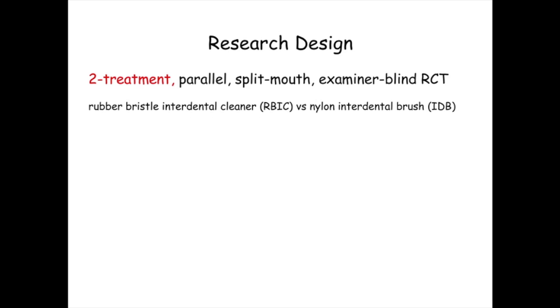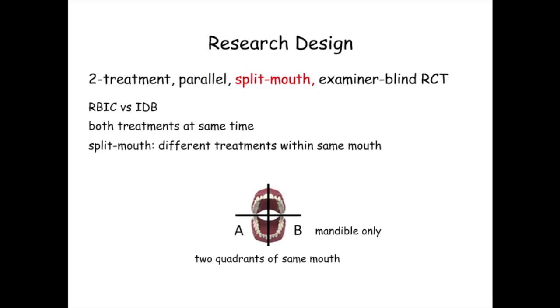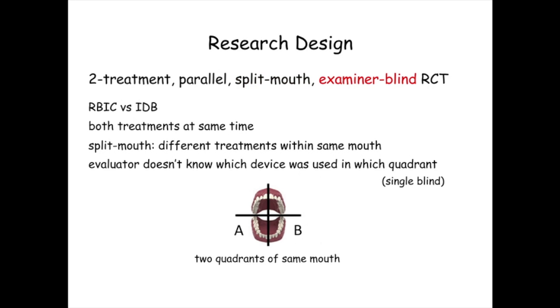First, the researchers compared rubber and nylon bristle cleaners. All subjects used both devices at the same time. Another way to have done the study would be as a crossover design, where subjects use one device and then switch to the other. This was a split-mouth design using the mandible, so subjects used one device in one mandibular quadrant and the other device in the other quadrant. The examiner who took clinical measurements did not know which quadrant was assigned to which device, and did not have access to clinical data from previous examinations. The statistician was also blinded to quadrant assignment.